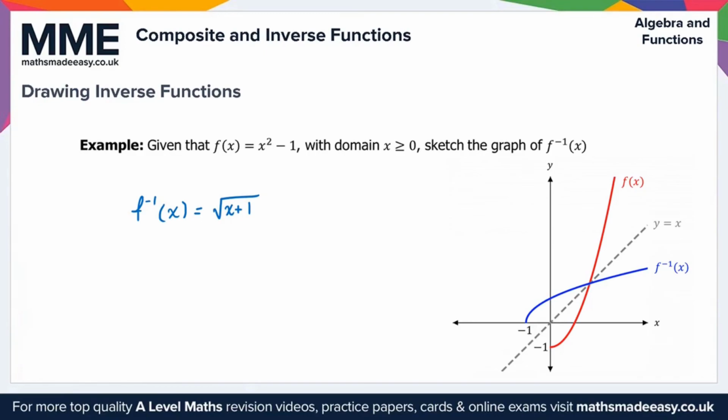And we can see from the graph that f of x has domain x greater than or equal to 0, and that restriction was imposed there. And the range here for f of x is f of x greater than or equal to minus 1. Now for f inverse of x, so the inverse of f of x, well, the domain here is x greater than or equal to minus 1. And for the range of f inverse of x, well, the range is simply f inverse of x greater than or equal to 0 there. Okay, so that gives us everything we need there for drawing inverse functions, and that concludes this maths video on composite and inverse functions.